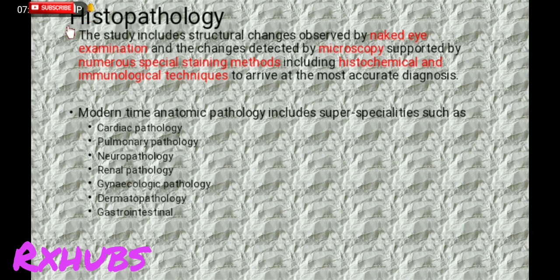In modern times, anatomic pathology includes super specialties like cardiac pathology, which has to do with the heart, pulmonary pathology, which concerns the lungs, neuropathology, which has to do with the brain, renal pathology, which has to do with our kidneys, gynecologic pathology, which has to do with the reproductive system, dermatopathology, which has to do with skin, and gastrointestinal pathology, which has to do with our GIT.